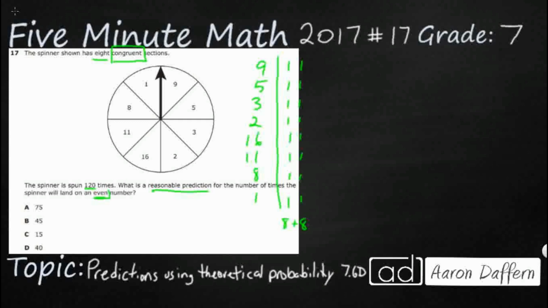And we're looking for even numbers. So I'm looking for my 2s, my 16s, and my 8s. So there are 8 sections, but I only have 3, so it's not just labeled 1, 2, 3, 4, 5, 6, 7, 8. If that were the case, it'd be easy, it'd be half of them, 4 out of 8. But you notice I've only got 3 sections that are even. So I've got 3 even, and I've got 8 sections. So 3 out of 8.